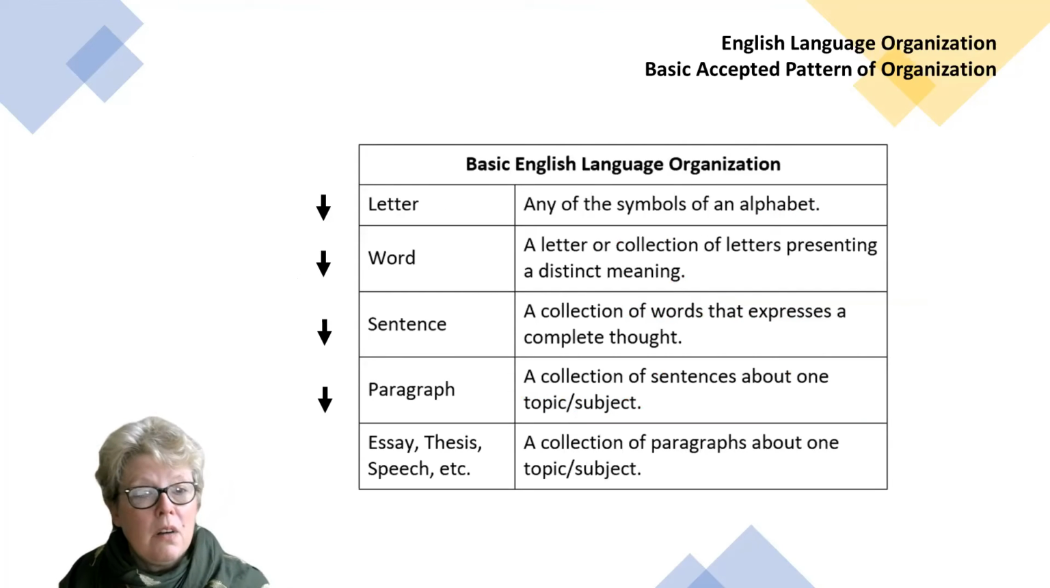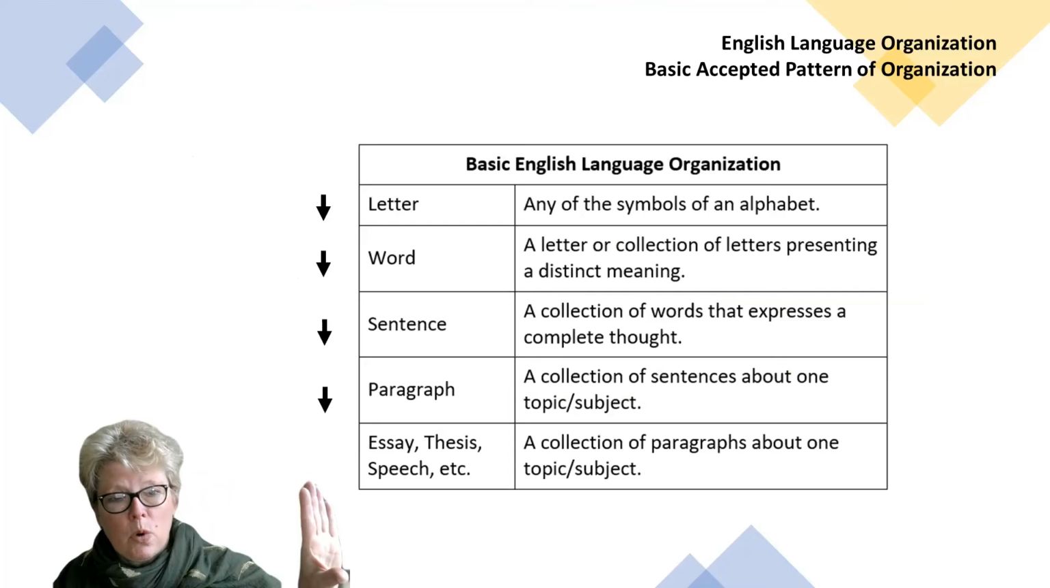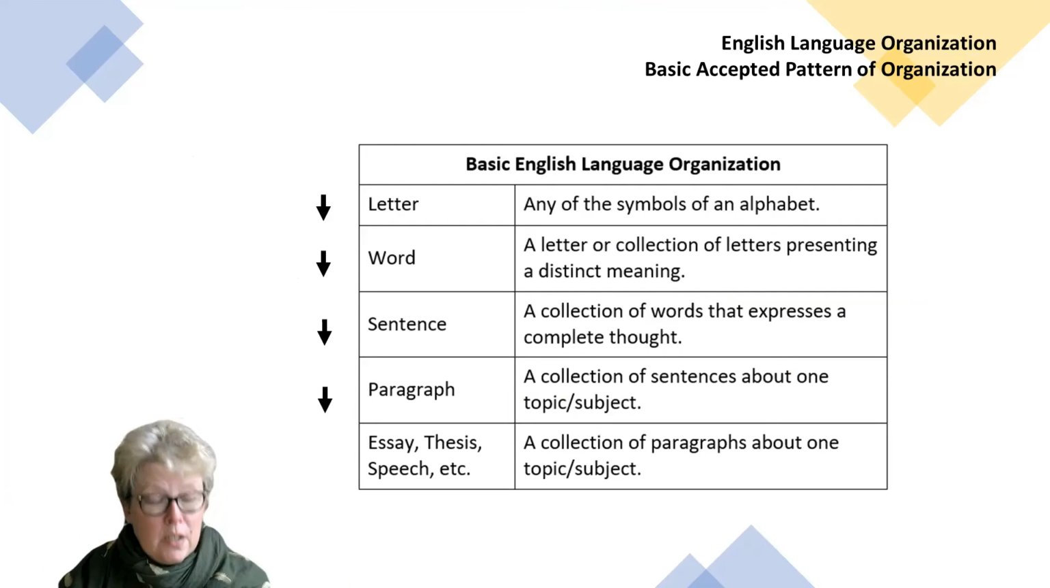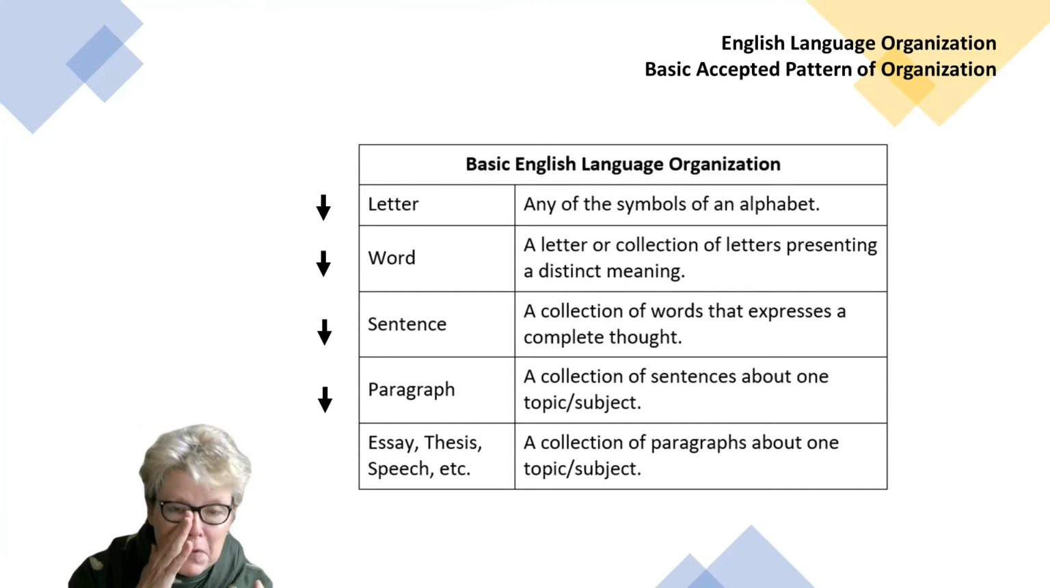Here's the second part of organization. We just finished with word order. Now we're going to talk about how we combine things to create reading, writing, speaking, listening. It's all connected. This stands for all of the 4 different skills. Letter. We start with letters. It's any symbol of an alphabet.